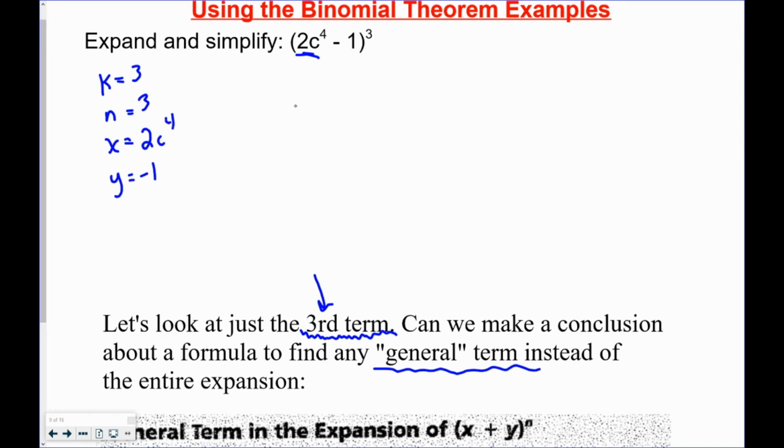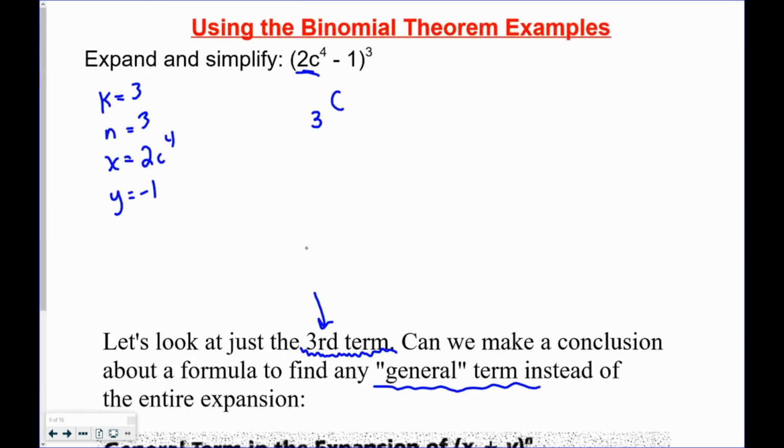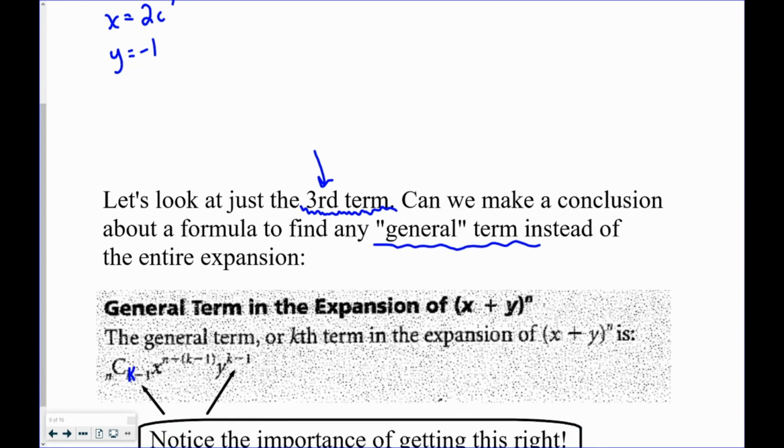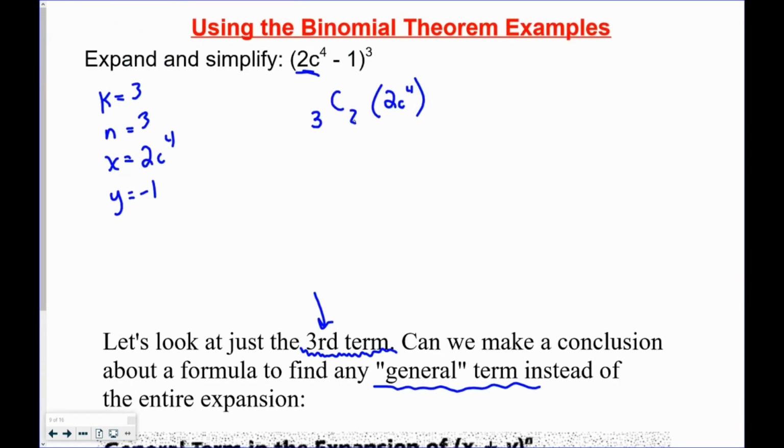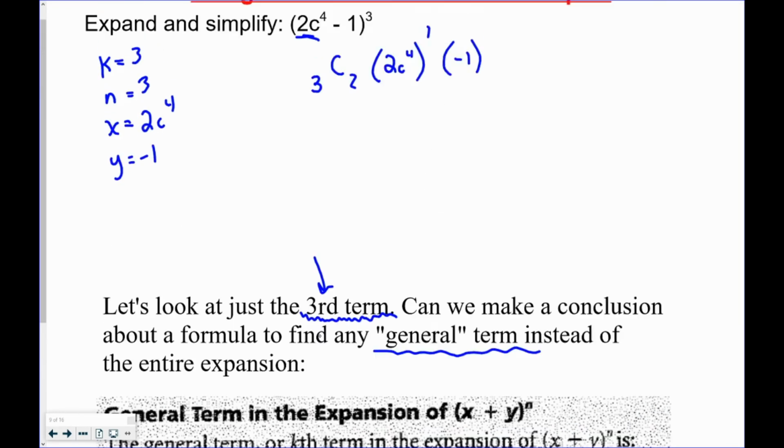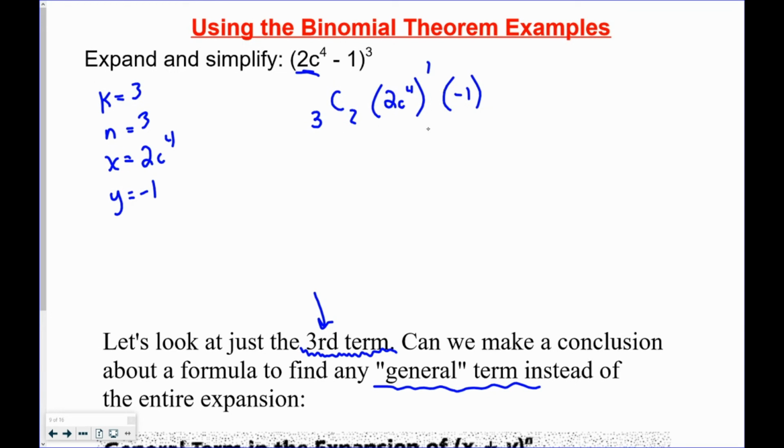So if I use my formula, then I go 3, because that's the n value, c, and now it's k minus 1, so it's going to be 3c2. And then it's whatever x is, so 2c to the 4, raised to what power? It's n minus k minus 1, which is this number here. So it's going to be raised to the power of 1. And then the y term, negative 1, raised to the power of k minus 1. So k minus 1 is 2.